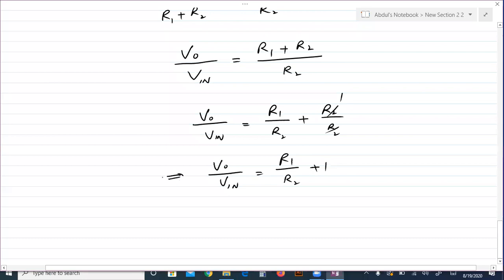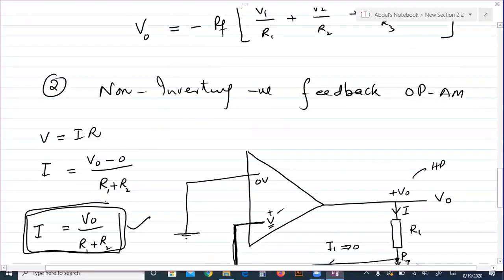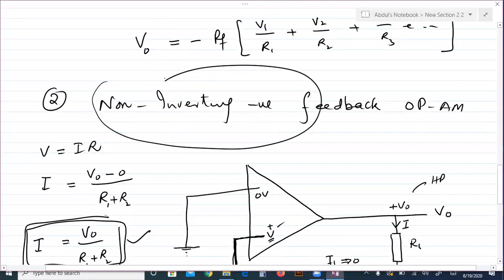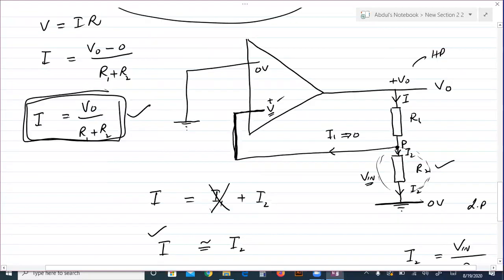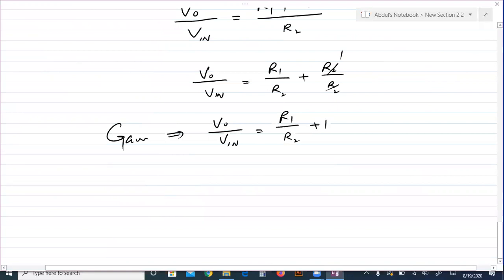So this is the formula for the gain of the operational amplifier, which is non-inverting with negative feedback. So here, no negative sign. If the input is positive, the output will remain positive, and we can write this gain is equal to 1 plus R1 over R2.